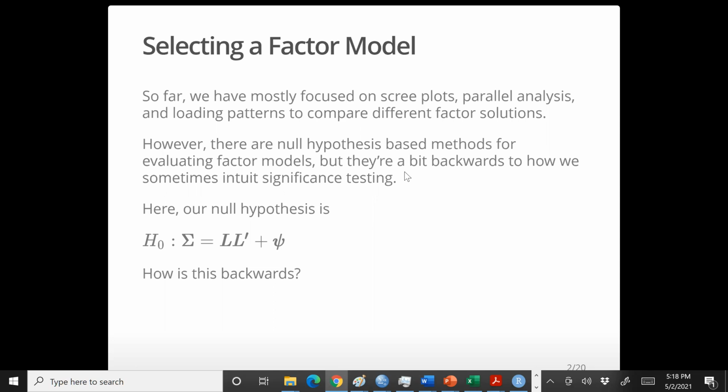So our null hypothesis when we're evaluating a factor model is that the covariance matrix, sigma, is being recaptured by the sum of the communality matrix and the uniqueness or specific matrix. And so the alternative hypothesis, of course, is that these are not equal to one another. So essentially, the alternative hypothesis is that the original covariance matrix is not equivalent to the sum of the communality and specific factors. So how is this backwards from what we usually do?